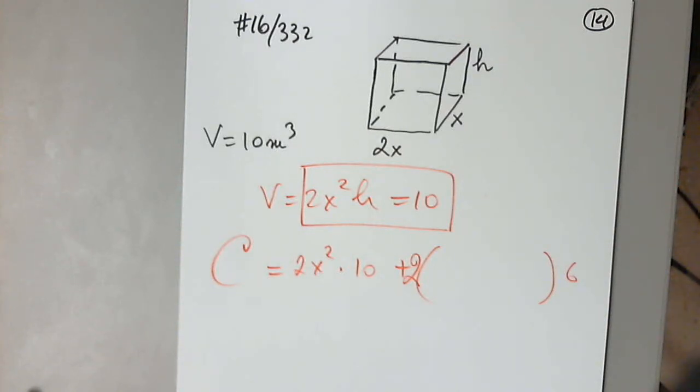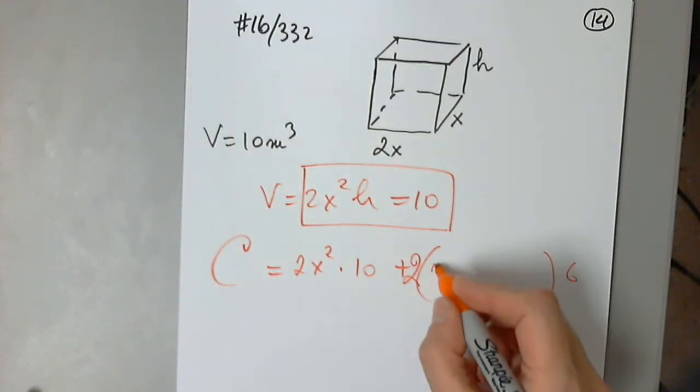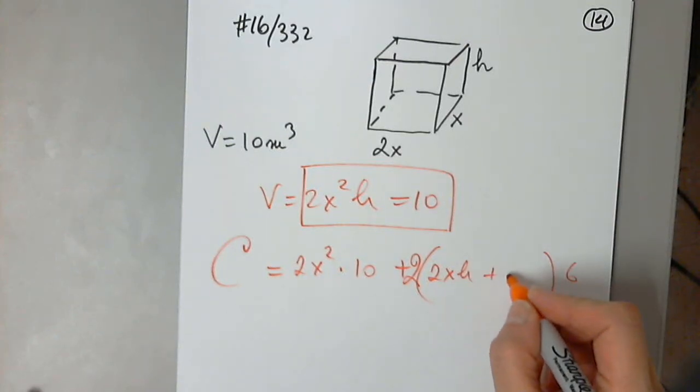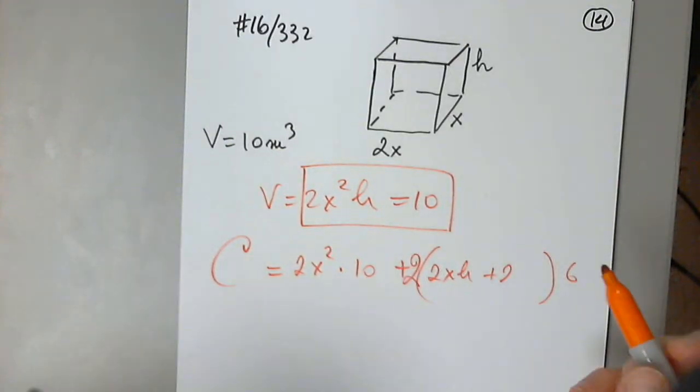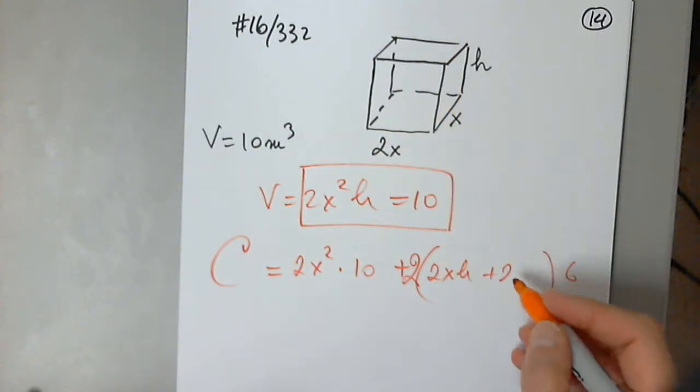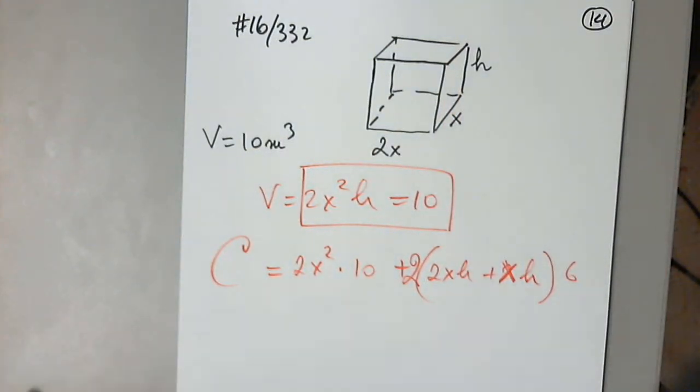So what is the area of the front? Base times height. So 2x times h, and on the side, x times h, correct? So we have two of those. So we have 2x times h and plus, I already put the 2, sorry. But this is okay. This is 2x times x and this plus x times h. As you see, I could not put C of x because it has another variable in there, which is h.